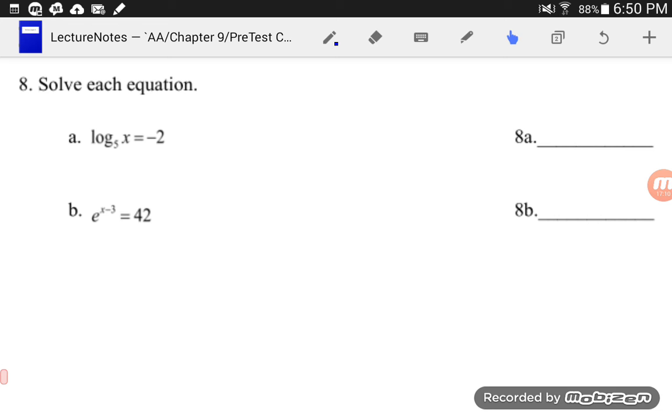Goodness, I feel like I still haven't shown you the change of base thing in the calculator. Hopefully we'll come back to that.